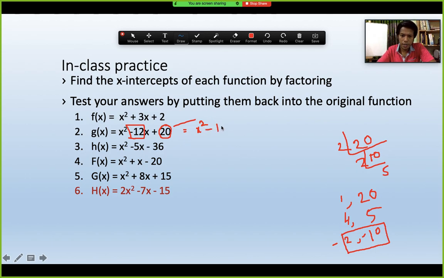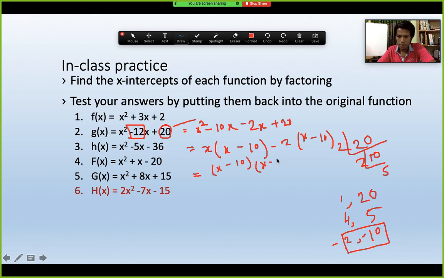So x squared minus 10x minus 2x plus 20. Then we can take x common from the first two terms, so it becomes x minus 10, and from the last two terms we can take minus 2 common, then it becomes x minus 10. Since we have taken minus, plus becomes minus, or you can think of it as minus minus plus, this way also it will work. Now x minus 10 is common everywhere, so x minus 10 comes here, then x minus 2. So we have got the factor.